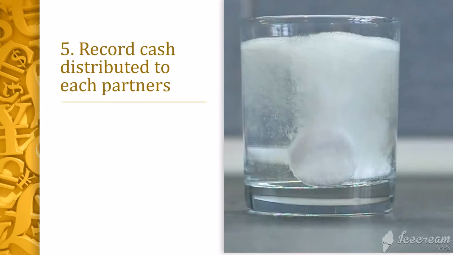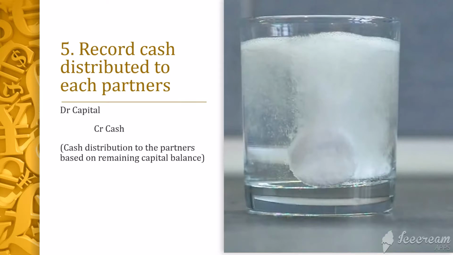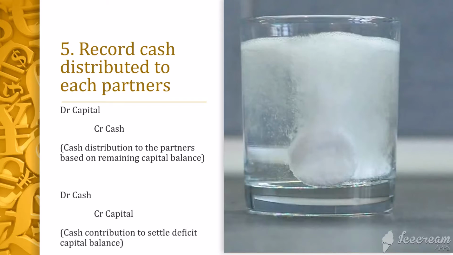In the last step, we will record the cash distributed to each partner. The journal entry is as follows. Debit capital and credit cash to zero off the cash and capital account. If the partner ends up with a debit capital balance and the partner is still solvent, he will need to contribute cash back to the partnership to clear his capital account. We will debit cash and credit capital in this case.